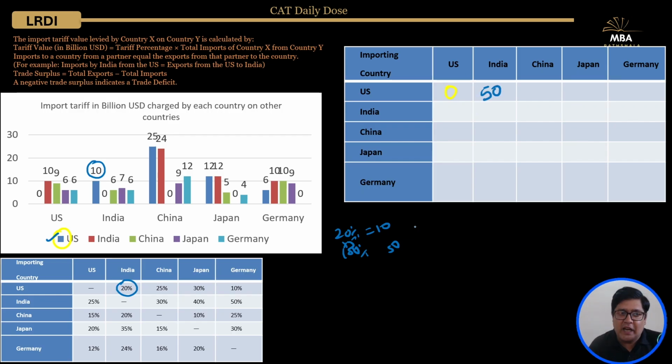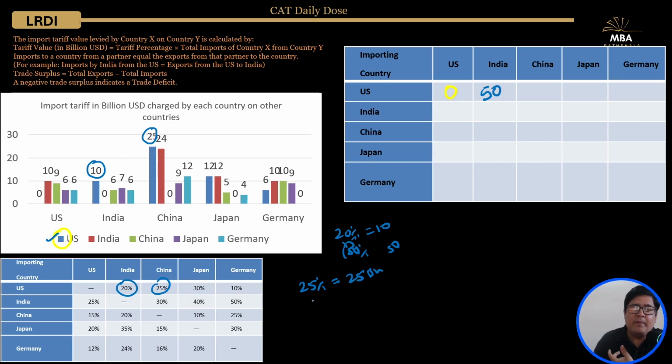We need to complete this kind of table. Let us come to this. US is taking 25 billion in tariff from China. What is the percentage they are charging? US is charging 25% tariff. Look at this, 25 percent is equal to 25 billion.